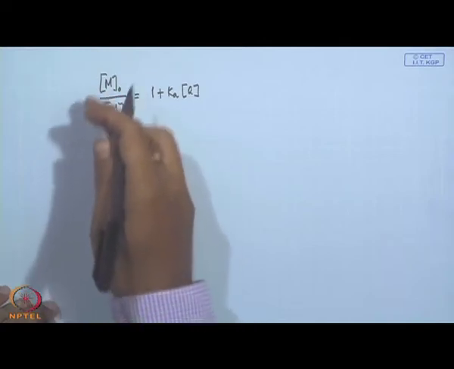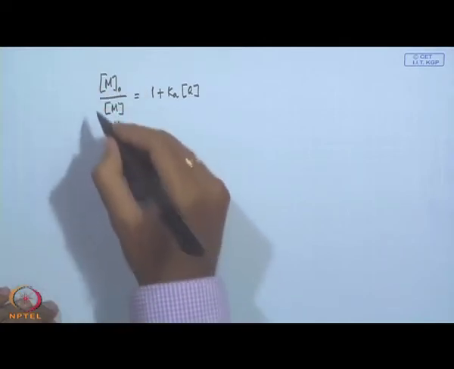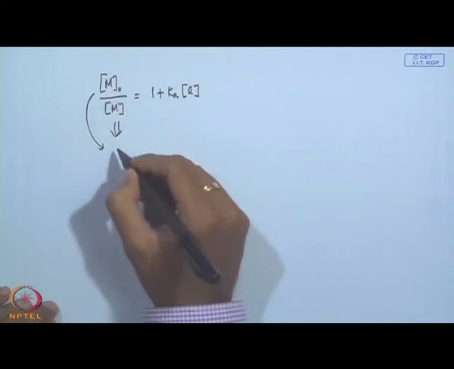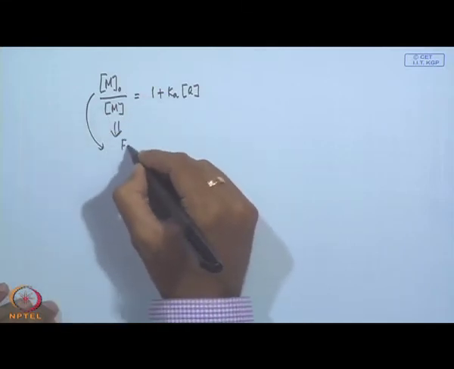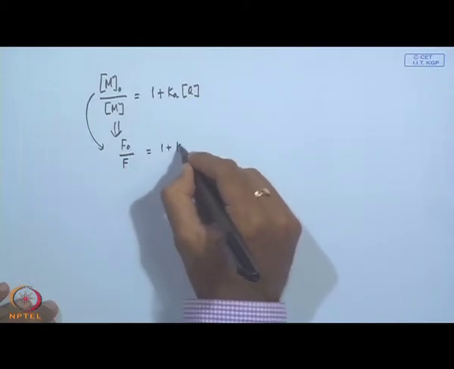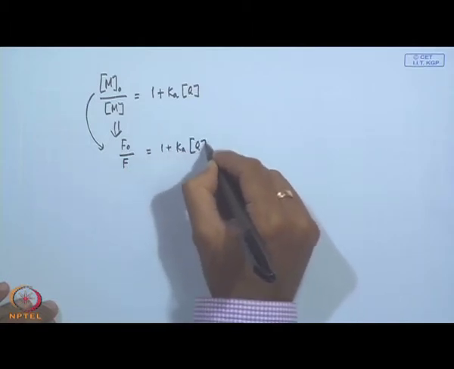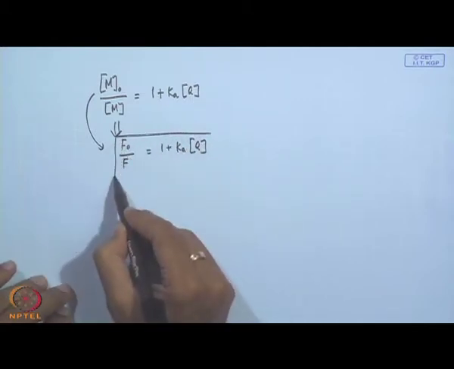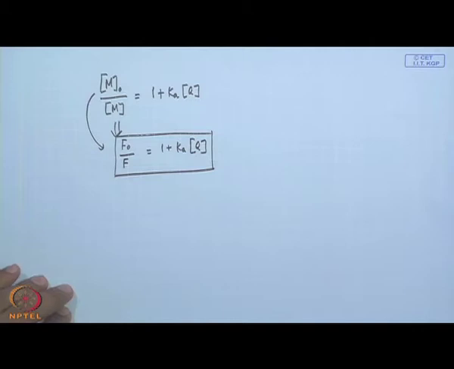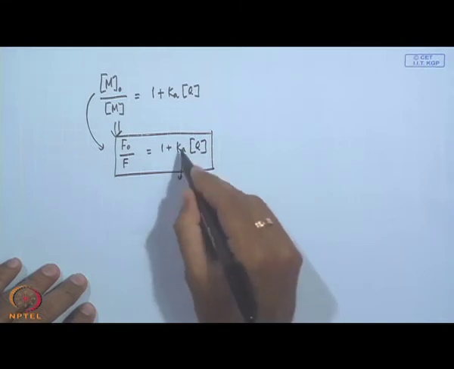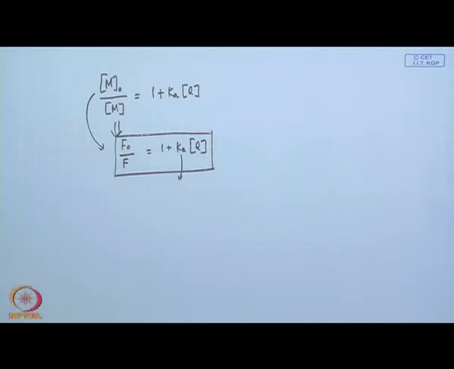Therefore, using this similar notation, we can replace this with fluorescence intensity: f naught by f is equal to 1 plus K into q. This is basically a Stern-Volmer like expression, only thing is that it relates Ka rather than Ksv.